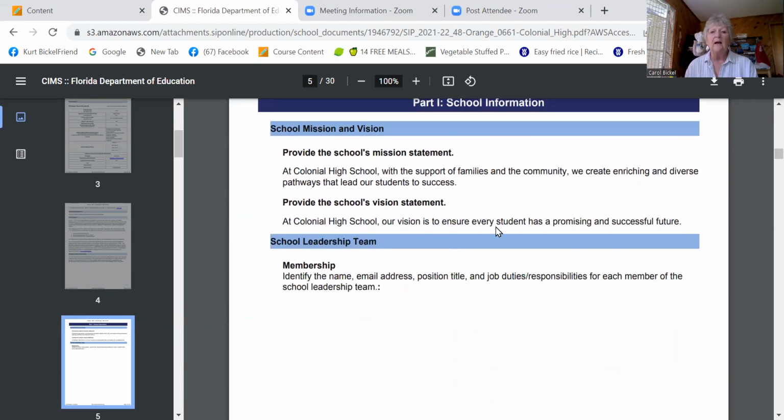School information, I might note the vision and the mission statements here. Notice their length. Most schools will try to keep their mission and vision statements short so that people remember them. If you have a long vision and mission statement, people get lost. But a short and sweet one, they'll remember.